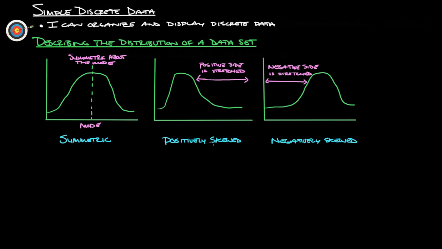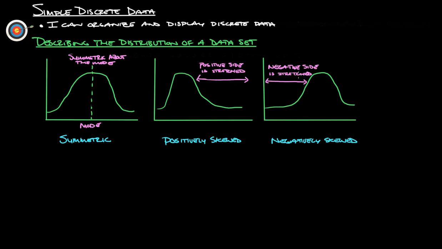Then there's positively skewed and negatively skewed. With positive skew, the positive side gets stretched out. Normally it goes up like this and then comes back down, but here the data is getting stretched out this way. Instead of being all clumped up in a big bell like this, it gets stretched out, so this graph's going to go a little farther out that way.